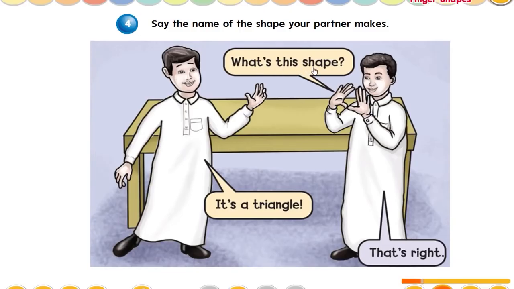What's this shape? It's a triangle. That's right. What's this shape? It's a square. No, it's a rectangle. What's this shape? It's a circle. That's right. Okay, good. Let's play for real.